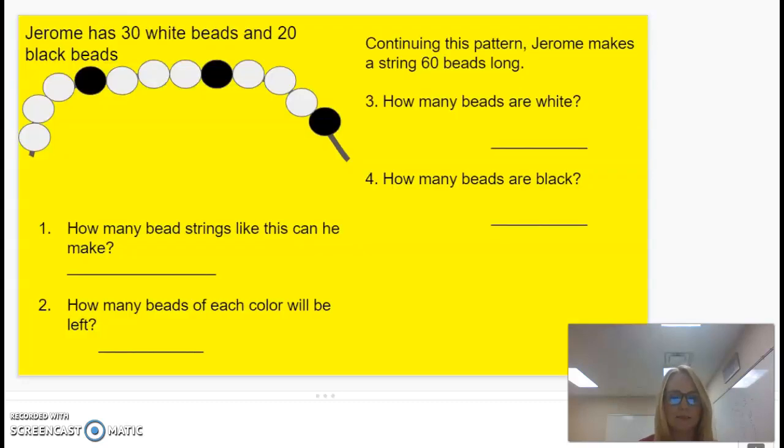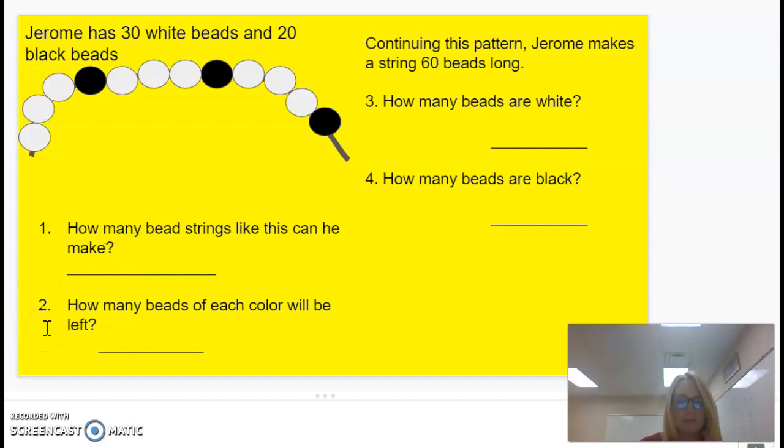So going back here, it says Jerome has 30 white beads and 20 black beads. So using this pattern, how many strings can he make? Well, without going over 30 white beads, the most strings he could make is 3, with 27 white beads and 9 black.